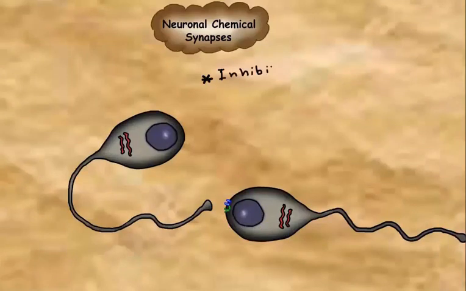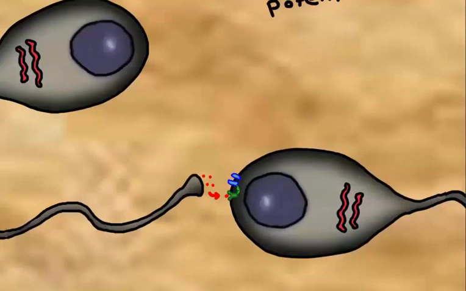Then let's take a look at the process of inhibitory post-synaptic potential. First off, a neurotransmitter binds to a receptor, causing a state of hyperpolarization, and this is called direct inhibition.